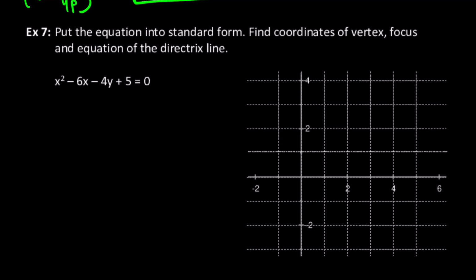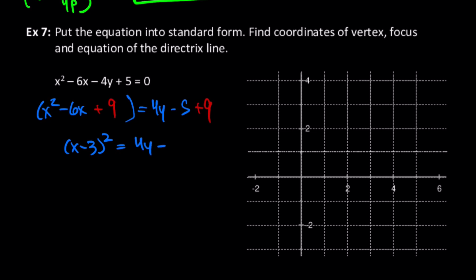Example 7 is not quite as easy as the one up above because it is in general form. So what I need to do is I need to put this into standard form. I'm noticing that the x is squared, so we'll start by grouping those x's. X squared minus 6x, and I'll move the other terms to the other side, so positive 4y minus 5. Complete the square on the x. I'm going to take half of 6 and square it, so I'm going to add 9, and I'll add 9 to this side. So now this gives me x minus 3 squared equals 4y plus 4.